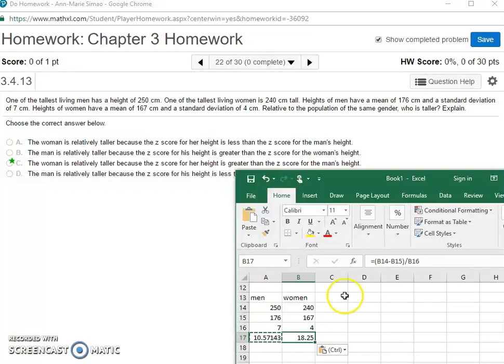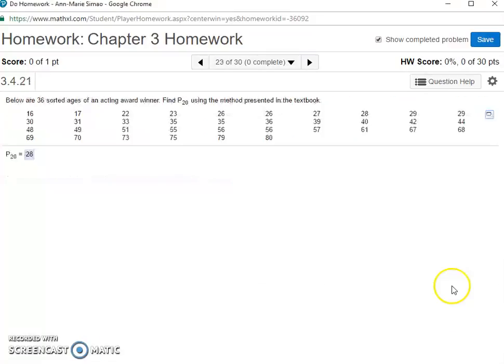For my female, I am going to do my 240 minus 167 in the numerator divided by 4. That got me 18.25. So the woman is relatively taller because the z-score for her height is greater than the z-score for the man's height. Because the tallest man is 10.6 standard deviations above the mean, the tallest woman is 18.25 standard deviations above the mean.